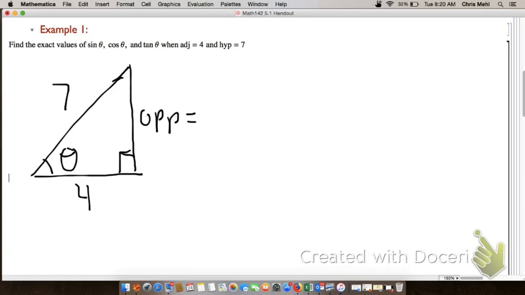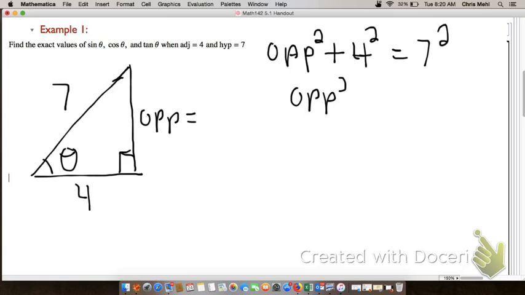Before we find sine theta, cosine theta, tangent theta, let's use the Pythagorean theorem to find the length of the opposite side. We know the sum of the squares of the legs, so op squared plus 4 squared, is going to equal 7 squared. This tells us that op squared is equal to 49 minus 16. We're going to get 33. So the length of the opposite side is square root 33.